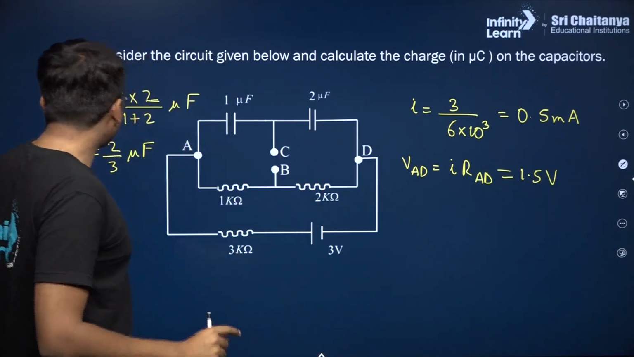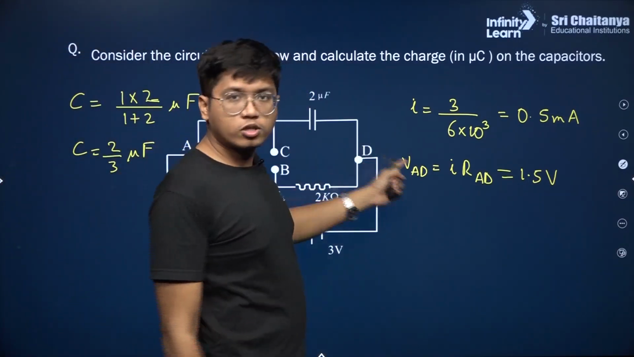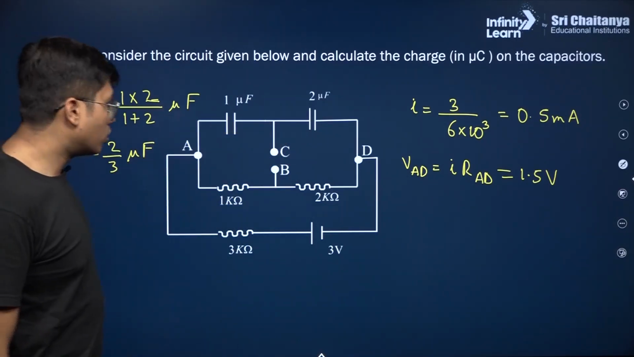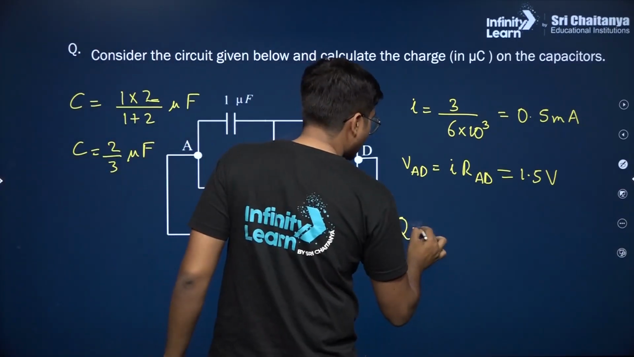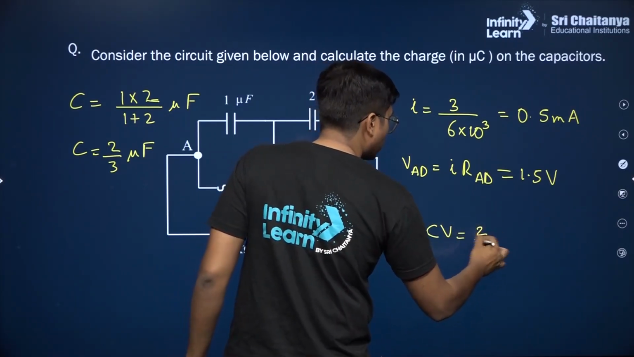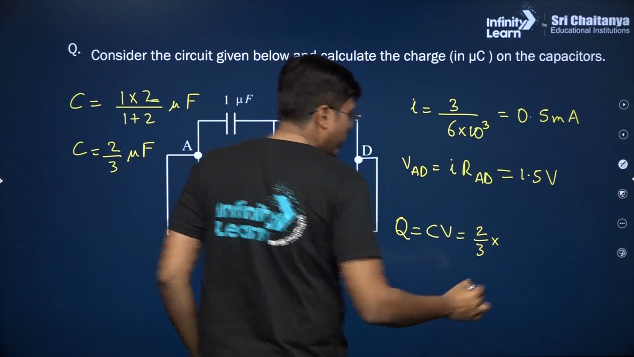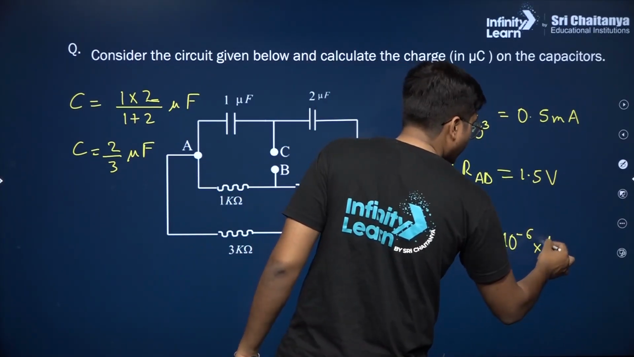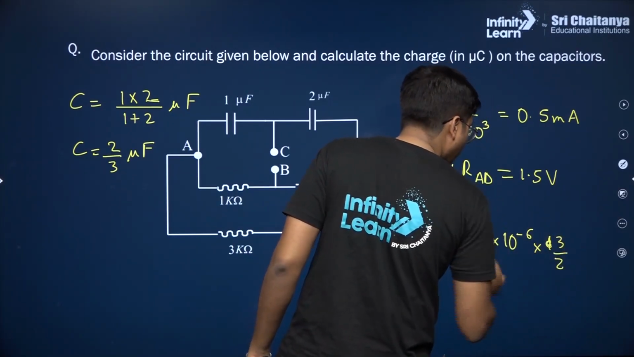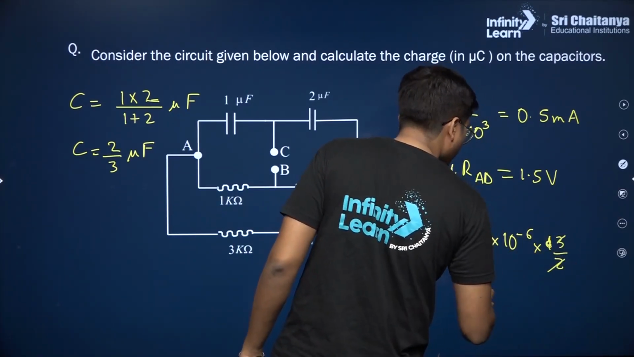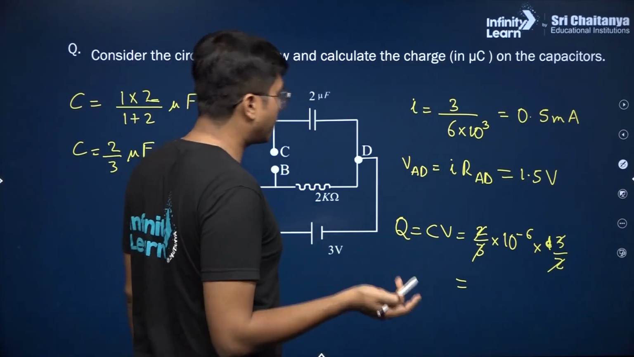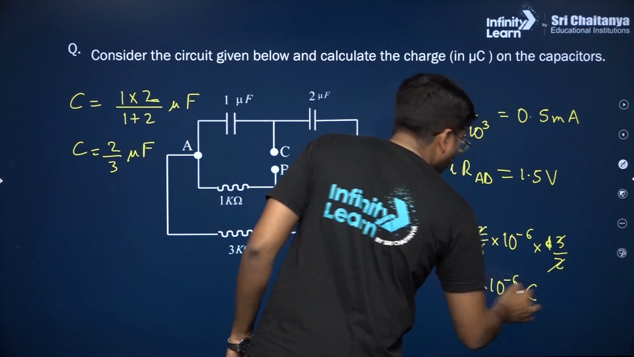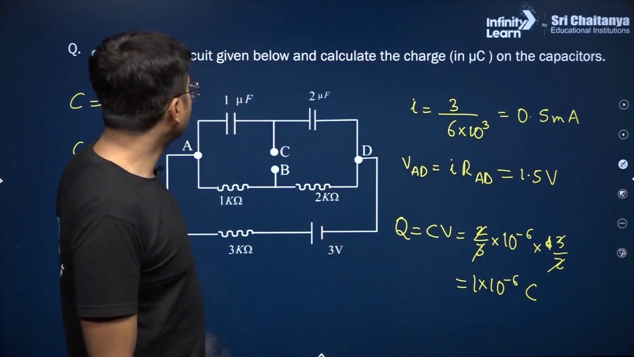And the charge we can get from this equivalent capacitance and the potential drop across the entire thing. The charge will be the same for each of them. We need to find that charge. So it's just Q is equal to CV, that is 2 by 3 into 10 to the power minus 6, since it's microfarad, and up here we have 1.5, which we represent as 3 by 2. Why? Because then we can cancel stuff out and we get 1 into 10 to the power minus 6 coulomb. So it's already in microcoulomb, so the answer is 1.